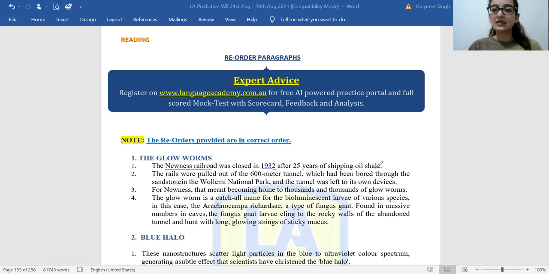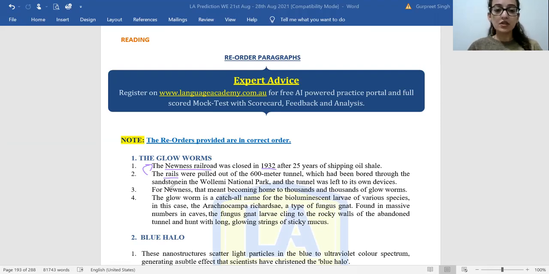So there's nothing as a reference in this sentence. So it seems to be a complete sentence and it is one. Then they say the rails were pulled. So the rails is a kind of short concept taken from the Newness Railroad. It's only the rails. So here they are referencing these rails that they have already mentioned. They were pulled out of a 600 meter tunnel, which had been bored through the sandstone in the Wollemi National Park, and the tunnel was left to its own devices.